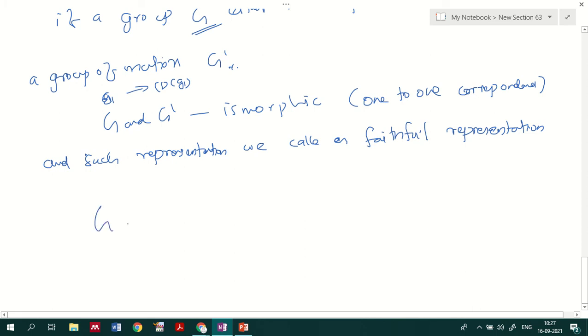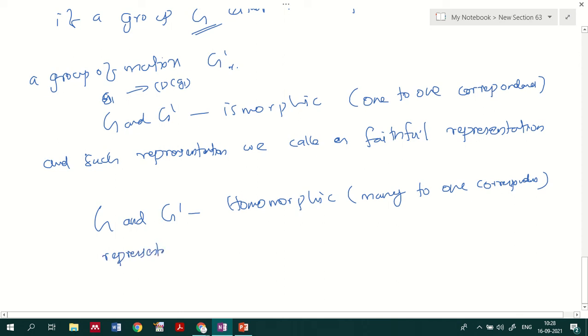And similarly, if G and G dash are homomorphic, we know that it is a many-to-one correspondence, so many values will be pointing towards exactly one element in the other group. In that case we call it an unfaithful representation.